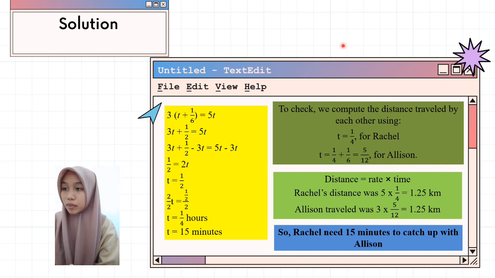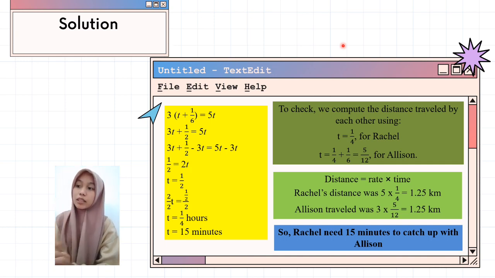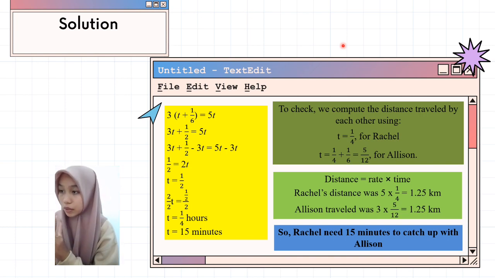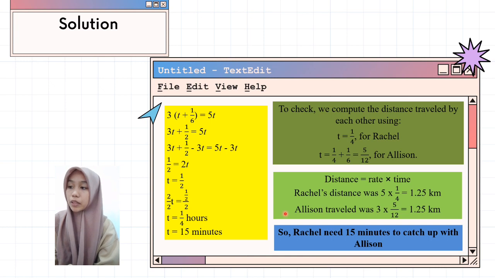Next, this is the mathematical model. 3 times (t + 1/6) equals 5t. So 3t + 1/2 equals 5t. So 3t + 1/2 - 3t equals 5t - 3t. Next, 1/2 equals 2t. So t equals 1/2.